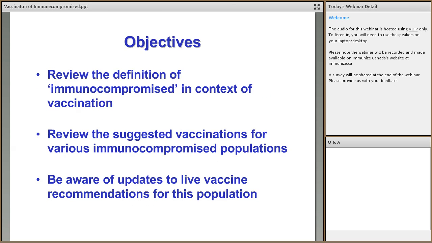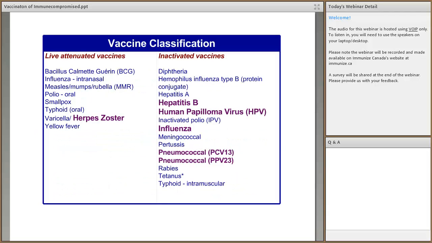The objectives for today will be, first, to review the definition of immunocompromised in the context of vaccination, to review the suggested vaccinations for these immunocompromised populations, and also to be aware of updates, especially to live vaccine recommendations in the immunocompromised population. So let's start with a basic classification of vaccines.